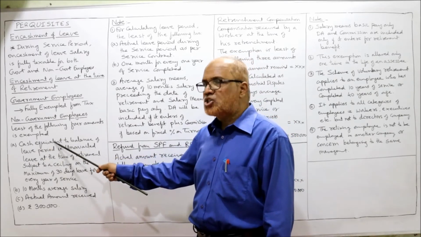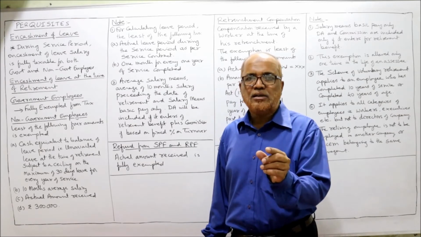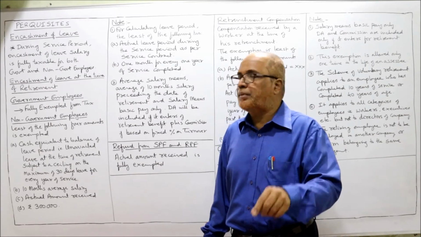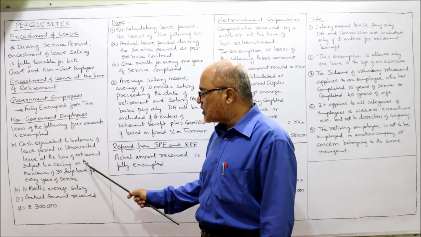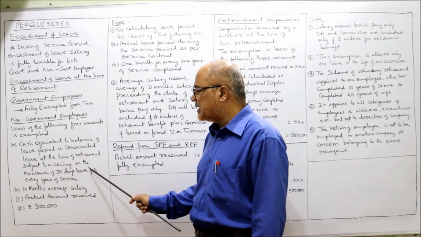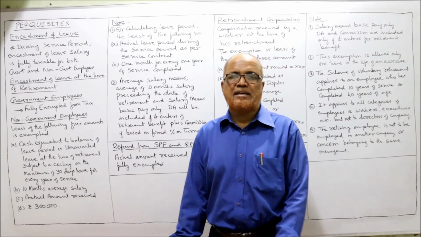First one, cash equivalent to the balance of leave period, that is unavailed leave at the time of retirement, subject to a ceiling of a maximum of 30 days leave for every year of service period. One ceiling is given by the Income Tax Act.